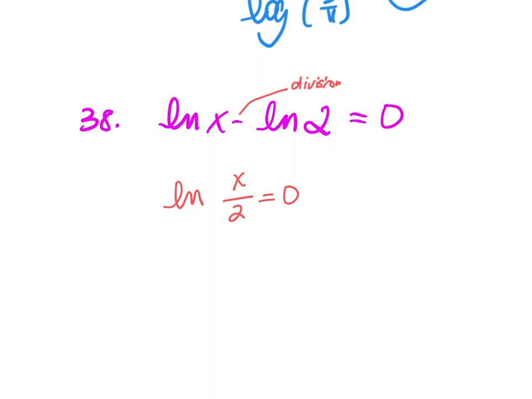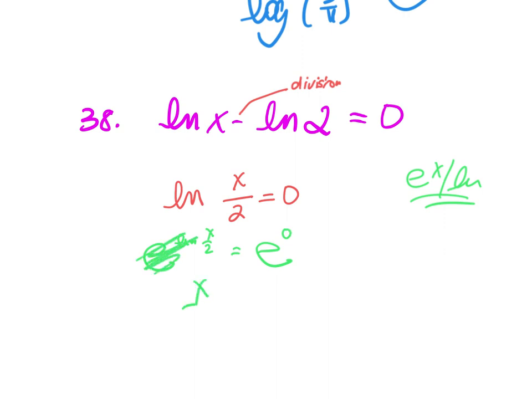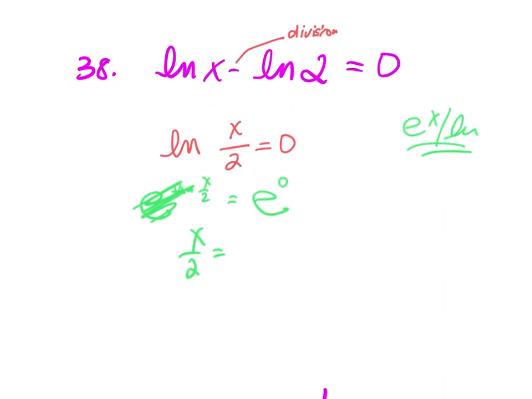Now that I see that my natural log is completely alone, I know that e to the x and ln are inverses of each other. So I'm going to say e to the ln x over 2 equals e, which you do to one side, you do to the other, to the 0. So e and ln cancel out. I have x over 2 equals e to the 0 power is 1. Multiply both sides by 2, and I get x equals 2.